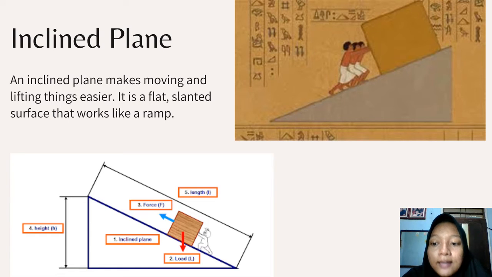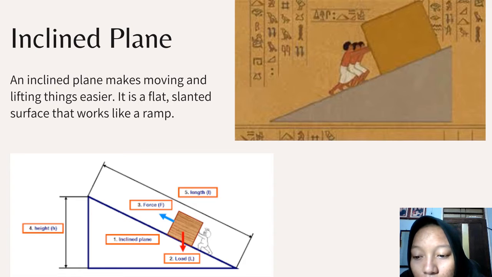And we jump to the second simple machine, that is the inclined plane. An inclined plane makes moving and lifting things easier. It is a flat, slanted surface that works like a ramp. As we can see in the right picture, some people push a thing to a higher place with the inclined plane.